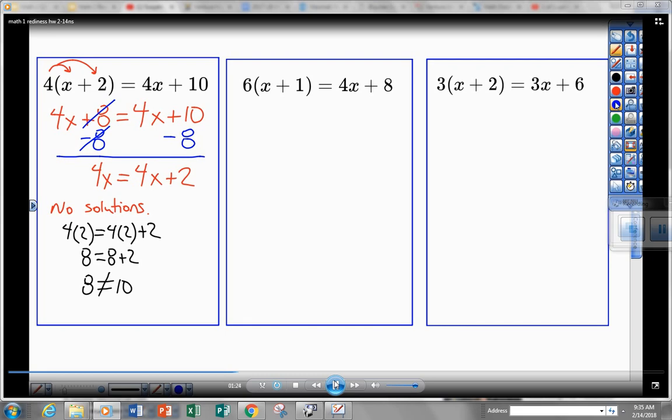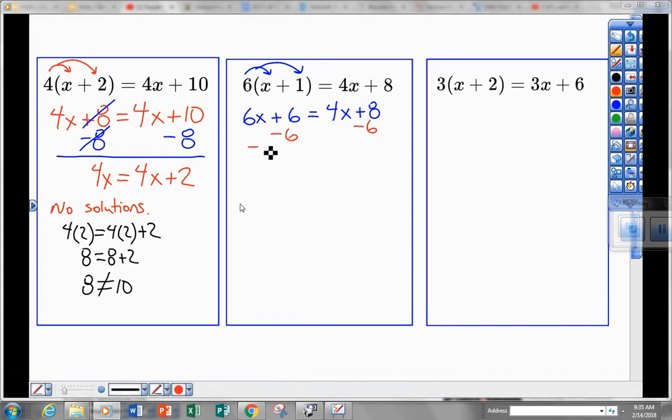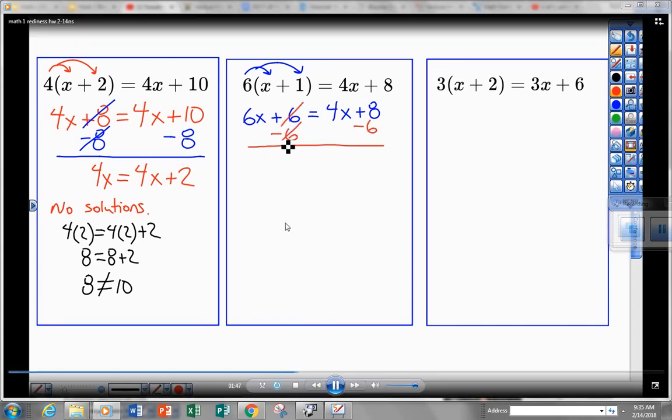So 6 times x. The second word is light. Light. So I'm going to distribute 6 times x and get 6x plus 6 equal to 4x plus 8. I'm going to start on my left side. I'm going to get rid of that plain number on the left. So subtract 6. Subtract 6. I'm going to bring down the 6x and the 4x. And then 8 minus 6 is 2.